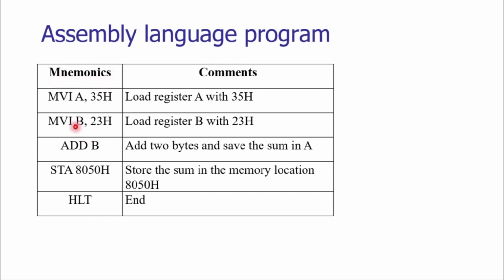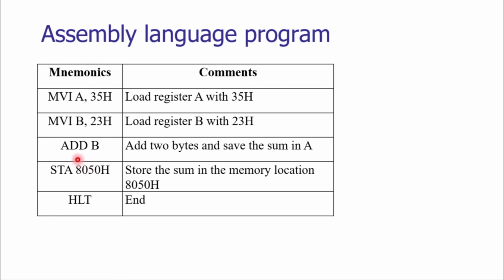These are the mnemonics. Mnemonics, as we have seen, are special words of the 8085 which designate specific operations. Here, the loading operation is represented by the word MVI. MVI A means we have to load the register A with a value. What is the value? It is 35H. Similarly, we have to load the register B with the value 23H.